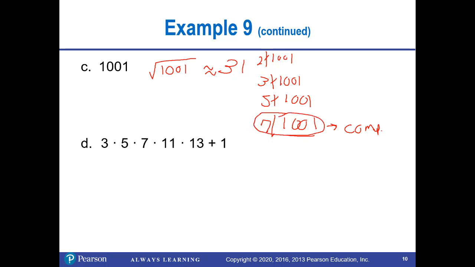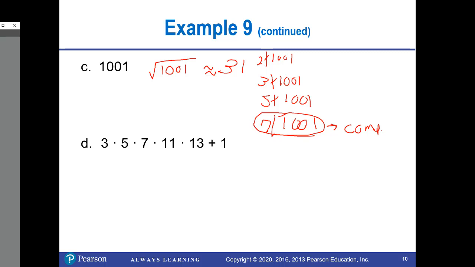And 1001 is also actually divisible by 11, I believe. So there's more factors that would prove it's composite than just that.